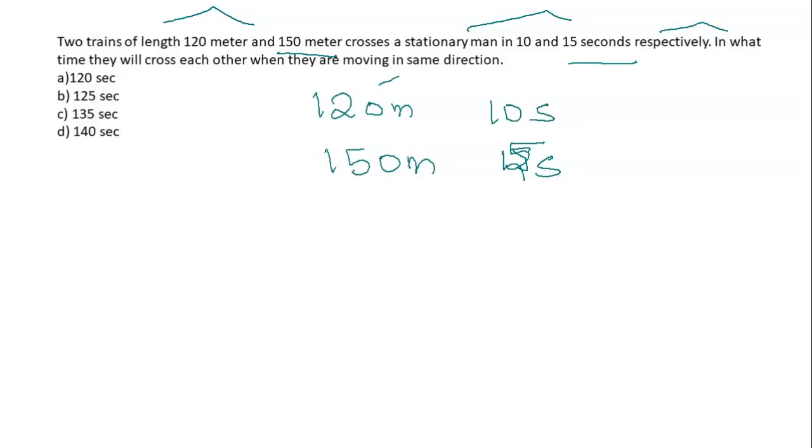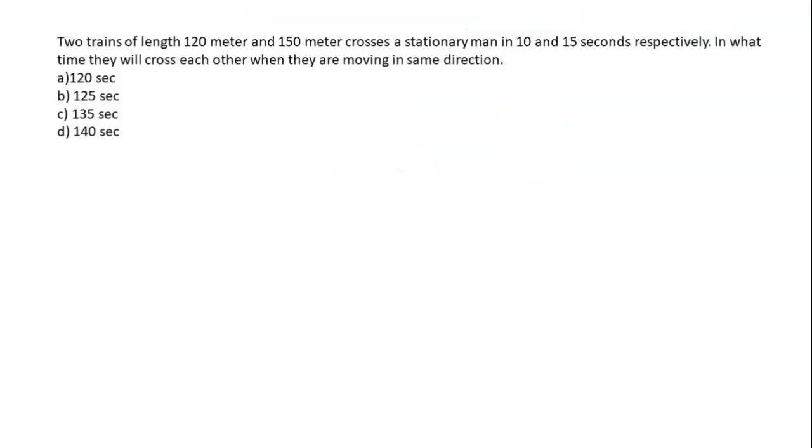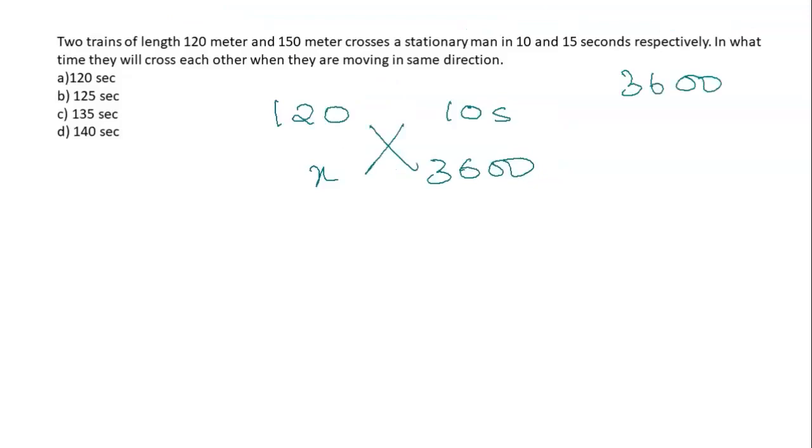So what could be the speed of both? It's going to be 120 meters in 10 seconds for the first train. For 3,600 seconds, the speed is 3,600 into 12, which is 43.2 kilometers per hour. That is the first train's speed.